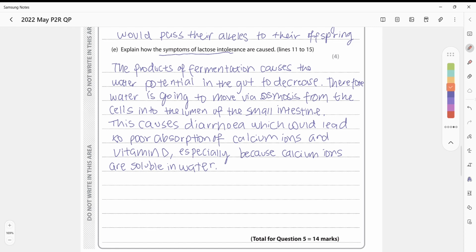So let's go through the marks. Water is going to move from the cells, that's one mark, into the lumen of the small intestine, that's the second mark. This causes diarrhea, which leads to poor absorption of calcium ions and vitamin D, that's the third mark, because they are soluble in water, that's the fourth mark. So in the marking scheme, they do imply that vitamin D is water soluble, although vitamin D is actually fat soluble, so I'm not too sure what the marking scheme is about here.